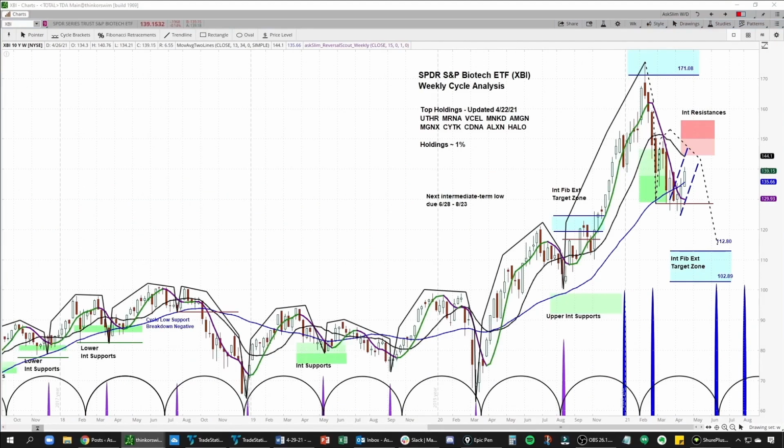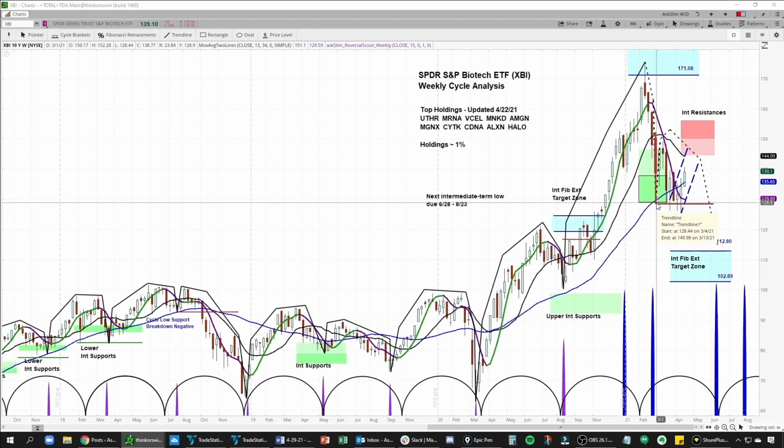So this is the XBI. For the XBI, we just have one single cycle really in play here, but these really have been very clear over time, and this is in a pretty negative pattern. Why do I say that? Well, we had an intermediate term low due. The intermediate term low was due 12/28 to 2/22. We formed the low right here on the week of 3/1, so it was a late low.